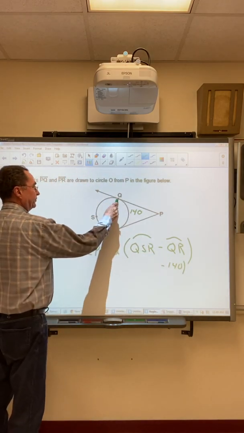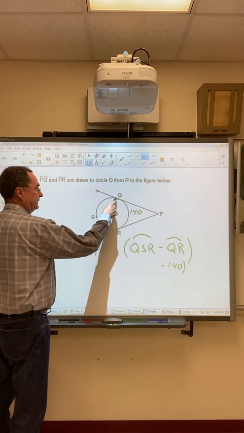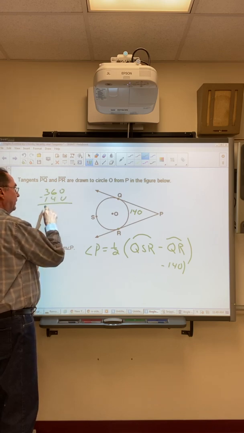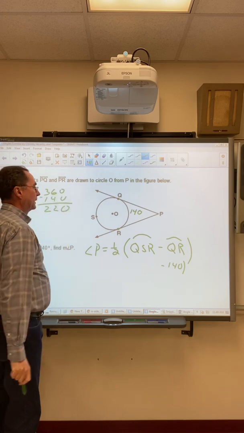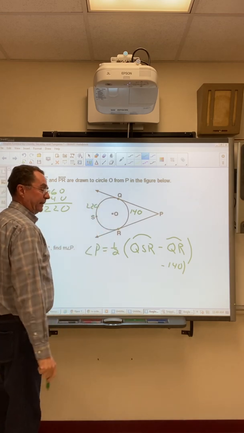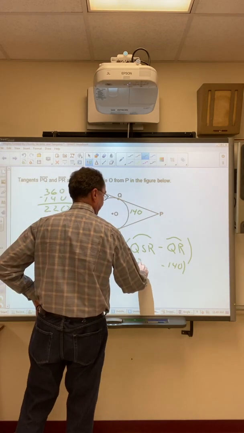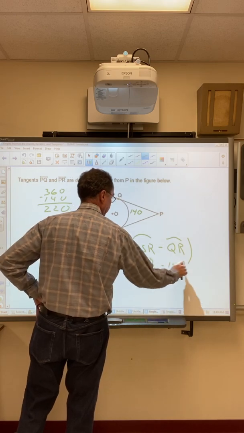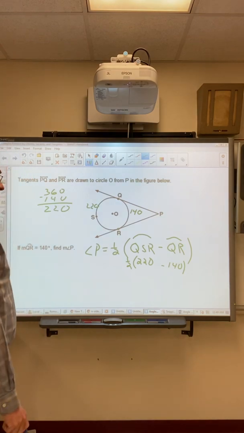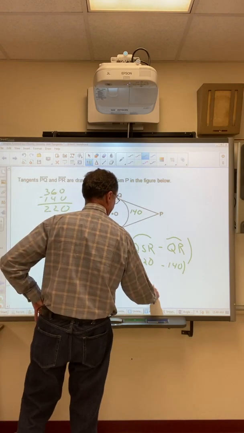Well, since they're tangents, and all the way around is 360, if I subtract 140, it means the major arc is 220. You only have to be given one of the arcs and you can find the other. So let me put in 220, and take half of that. What's 220 minus 140? That's 80. What's half of 80? 40.